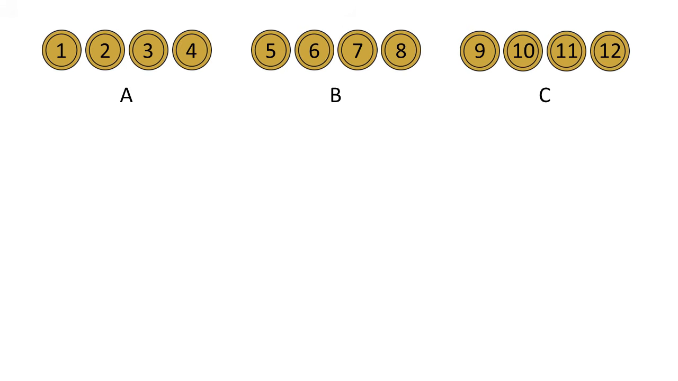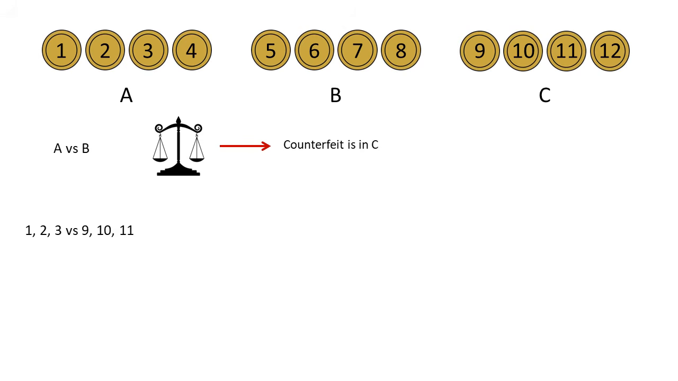For our first step, we're going to weigh all of group A against all of group B. Now, if these balance, that tells us that all of the coins in A and B are genuine, hence the counterfeit must be in group C. If this is the case, for our next step, I'm going to take 3 coins from group C, so let's say 9, 10, and 11, and we're going to weigh them against 3 of the other coins. Now we know they're all genuine, so it doesn't matter, so let's just take 1, 2, 3 from group A.